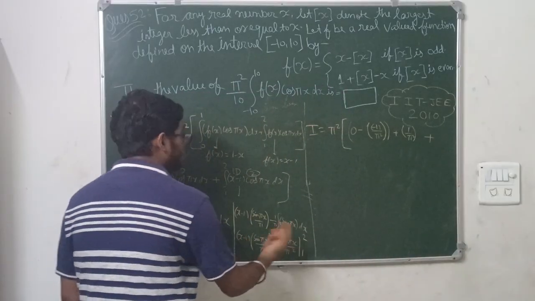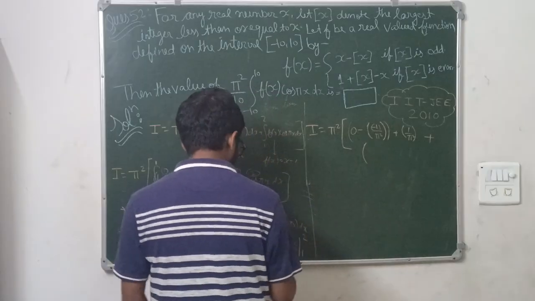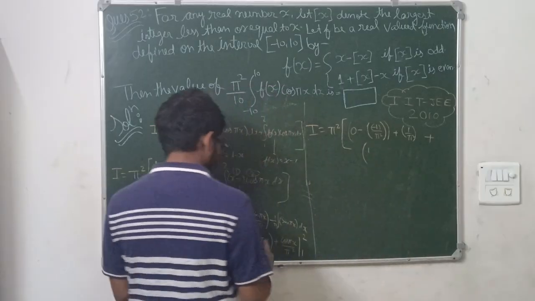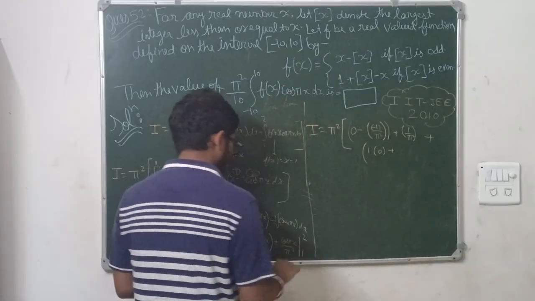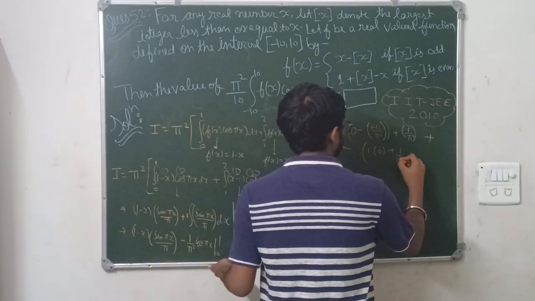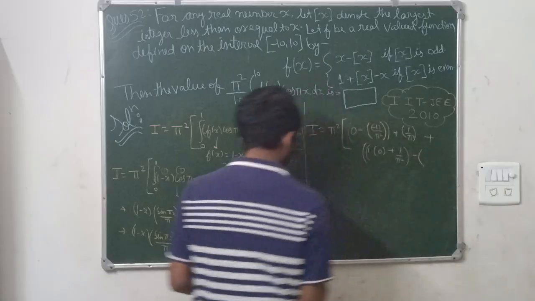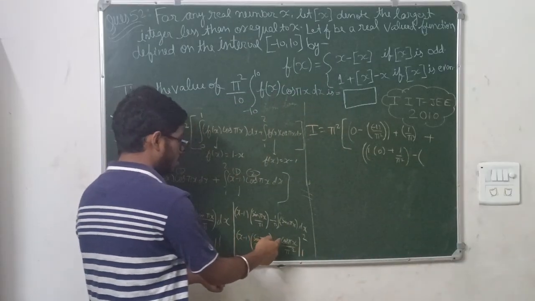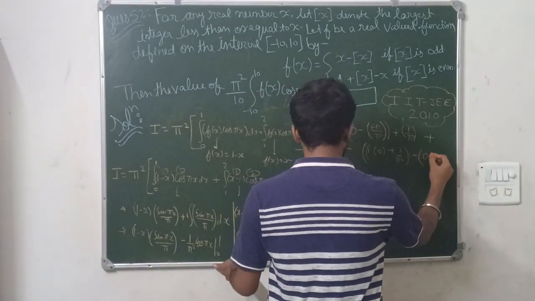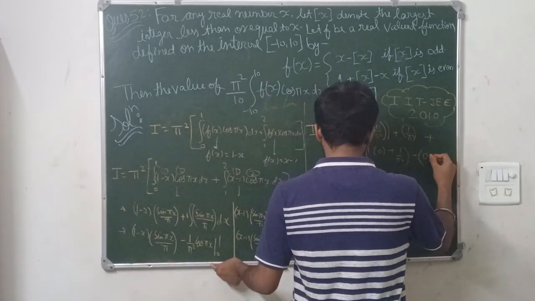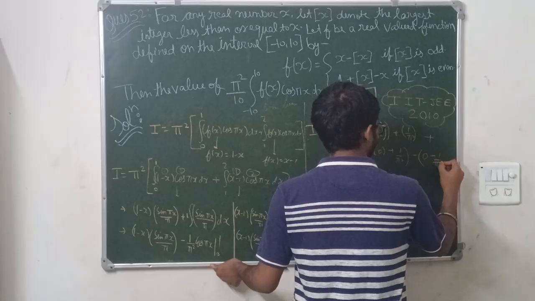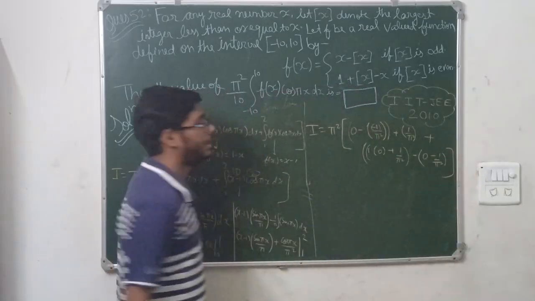So substituting the limit as 2, this will be 2 minus 1 is 1, sin 2 pi is 0, plus cos 2 pi is 1, minus, you substitute the limit as 1, so it will be 0, and cos pi is minus 1, so minus 1 by pi squared. This is the final limit.